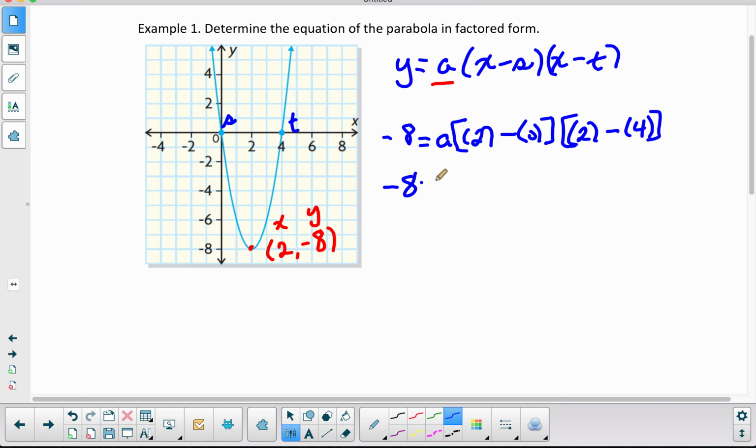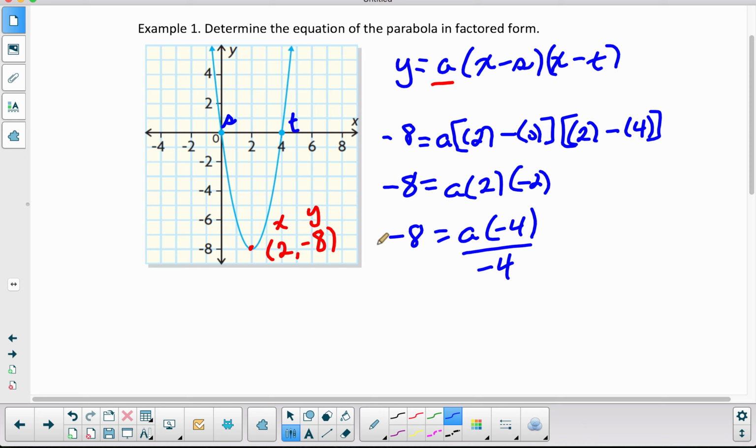So we have -8 equals a times (2 minus 0 is 2, and 2 minus 4 is -2), right? Okay, simplify that. 2 times -2 is -4, and we get a by itself by dividing both sides by -4. So a is -8 divided by -4, which is +2.